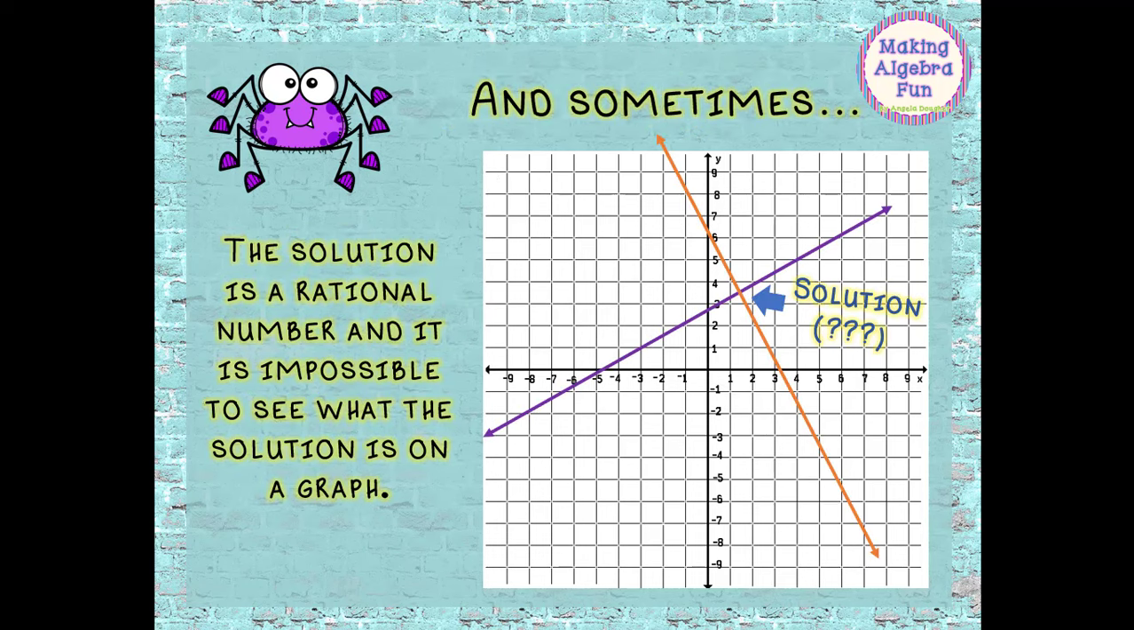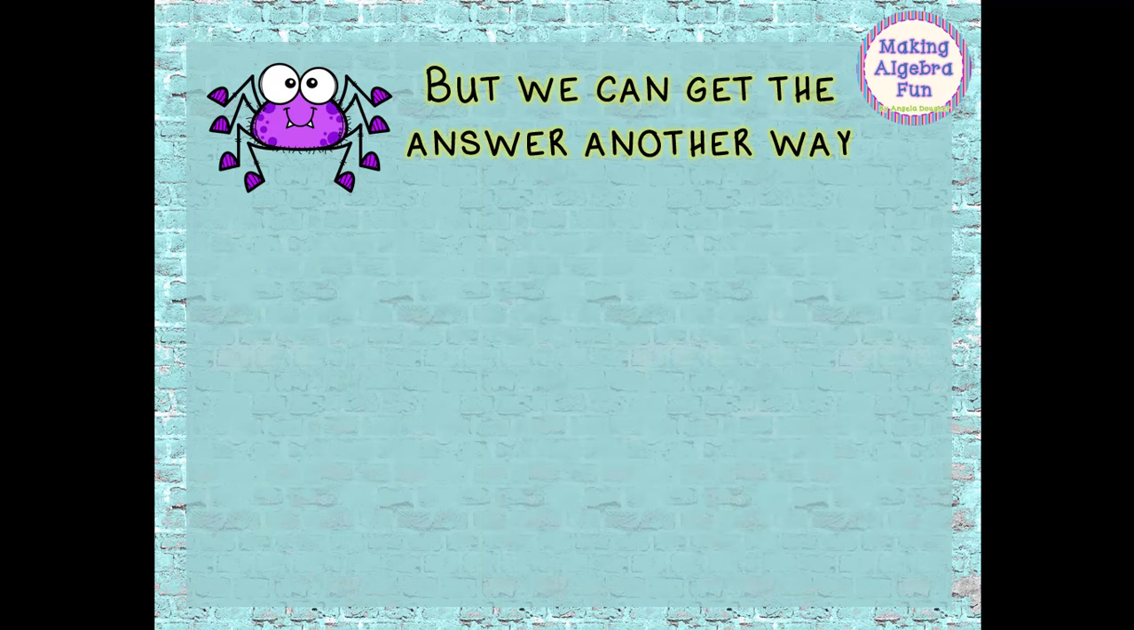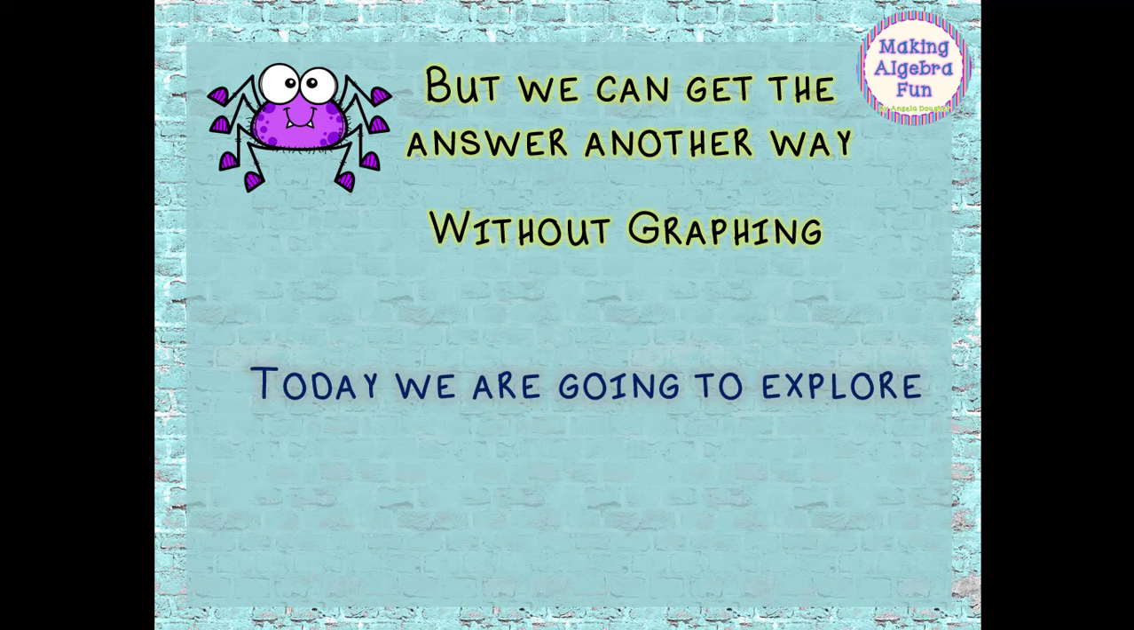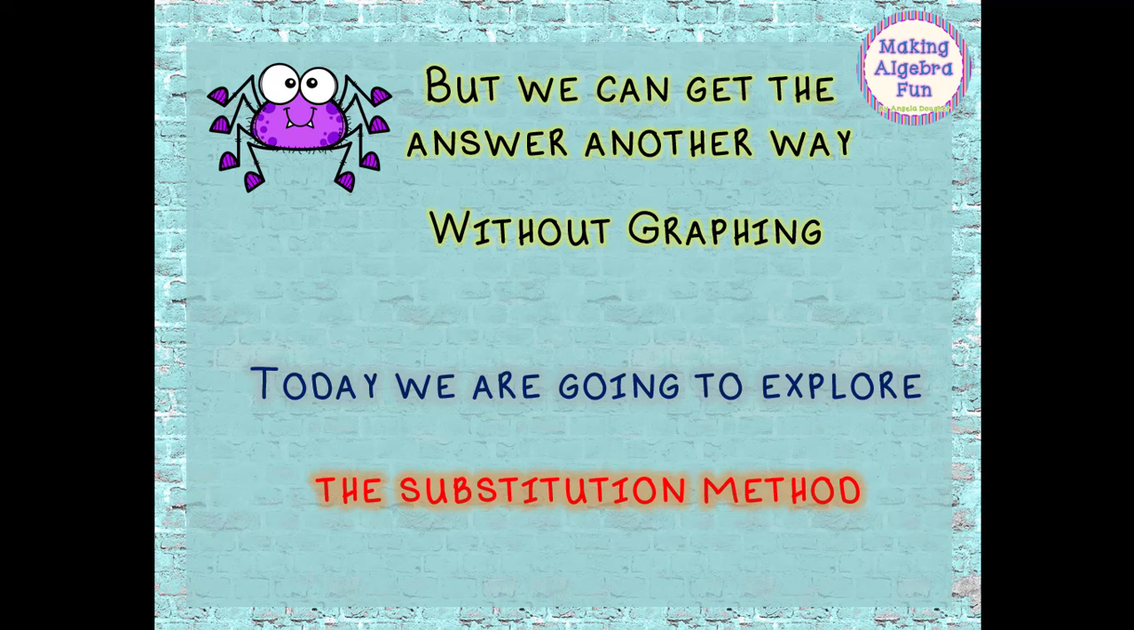Another issue is even if you were to graph them perfectly, sometimes they don't turn out to be integer solutions. And so when you graph them, the intersection ends up in the middle of a block, so you can't quite tell exactly what that solution is. So for that reason, I'm going to give you a second way of solving systems of equations that does not involve graphing. And today, this method is called the substitution method.